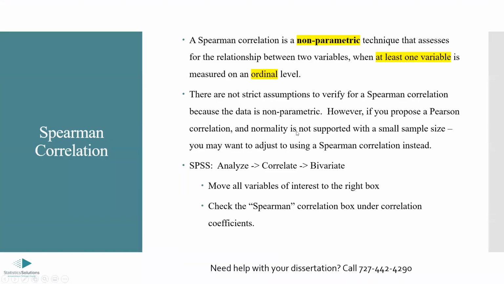Okay, our next correlation type is a Spearman correlation. This is used when you have a relationship between two variables when at least one is measured on an ordinal or ranked level. So there are not strict assumptions to check for a Spearman correlation because the data is non-parametric. However, if you propose to use a Pearson correlation initially and normality is not supported and you have a small sample size, you might want to use a Spearman correlation as a backup or an alternative.